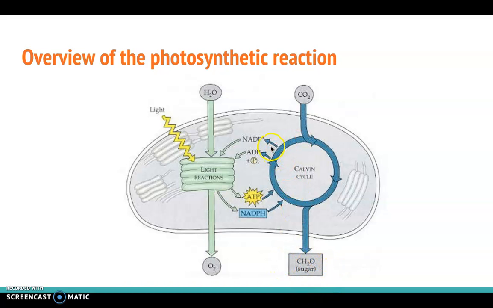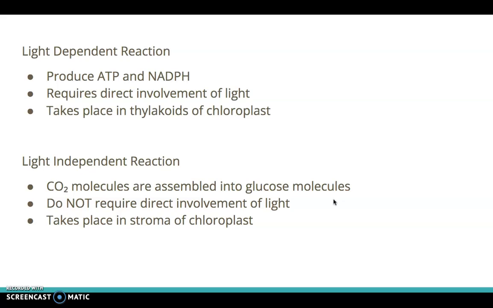And then again, the products that were used, NADP plus and ADP, will cycle back into our light reaction so that they can be converted back into ATP and NADPH to be used in the Calvin cycle process itself. So here's just an overview. The light-dependent reaction produces ATP and NADPH, requires direct involvement of light, and takes place in the thylakoid of the chloroplast. In the light-independent reaction, carbon dioxide molecules are assembled into glucose molecules, it does not require direct involvement of light, and it takes place in the stroma of the chloroplast.